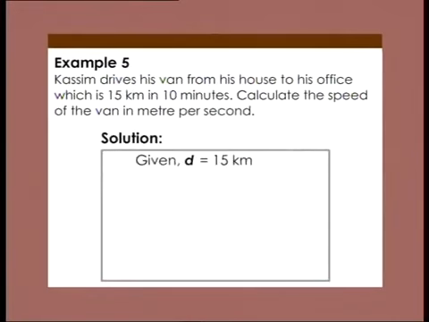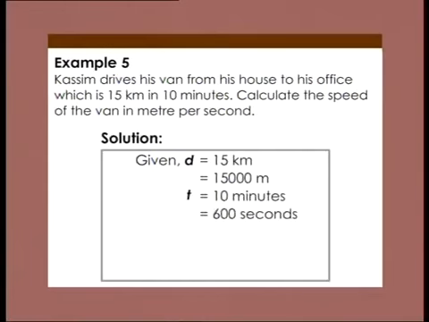Given d equals 15 kilometers equals 15,000 meters. t equals 10 minutes equals 600 seconds. Thus, S equals 15,000 over 600 equals 25 meters per second. Thus, the speed of the van is 25 meters per second.